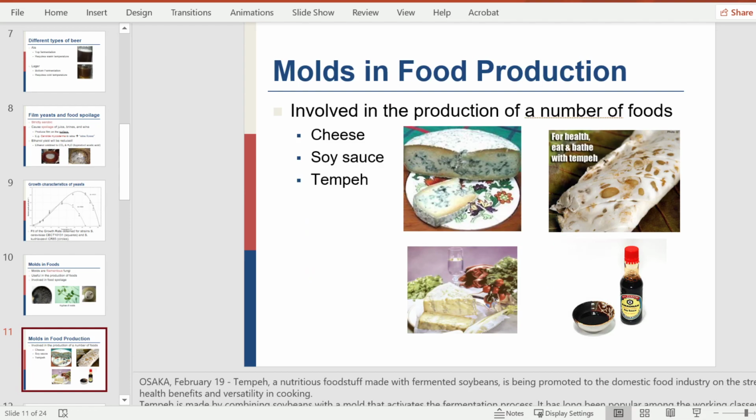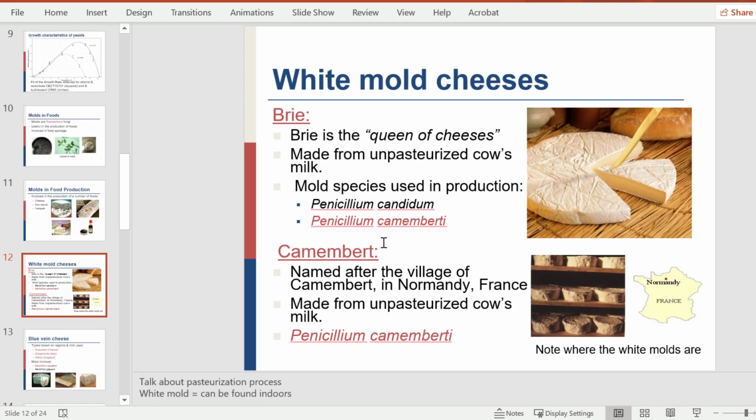Okay, so a couple of foods that are produced using mold are cheese, soy sauce, and tempeh. So white mold cheeses. First one would be brie, which is also referred to as the queen of cheeses, and this is going to be coming from Penicillium candidum and Penicillium camemberti. Then we also have camembert cheese, which will be strictly from Penicillium camemberti, okay? And this is named after the village in France.